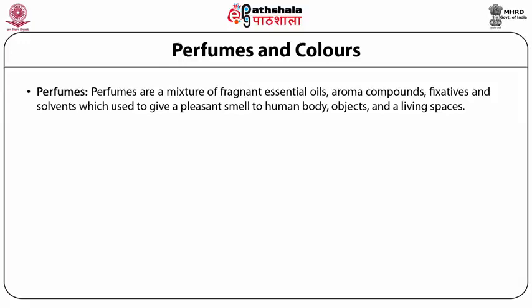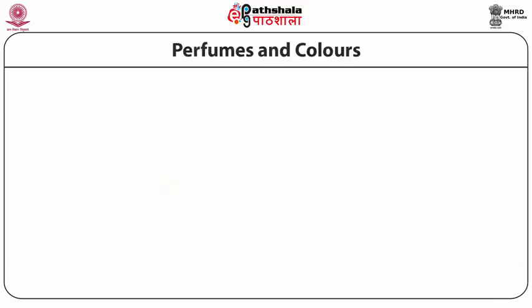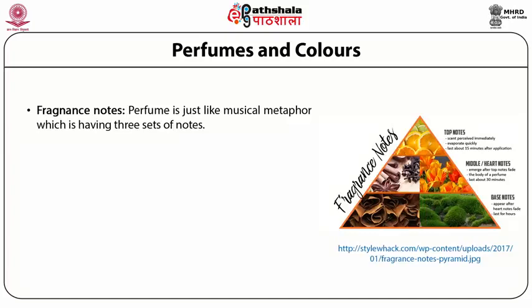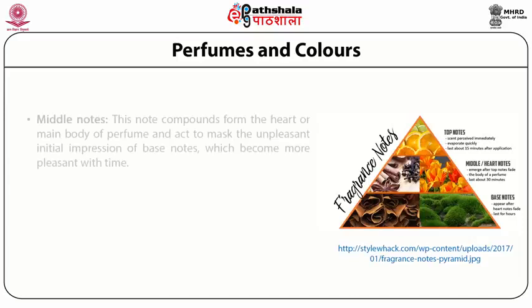objects, and living spaces. They can be derived from natural sources, from animal sources, or from synthetic sources. Perfume is just like a musical metaphor, having three sets of notes. Top notes, also called the head notes. These notes consist of small, light molecules which evaporate quickly. They are helpful for the person's first impression of the perfume and thus are very important in the selling of a perfume. Second are the middle notes.